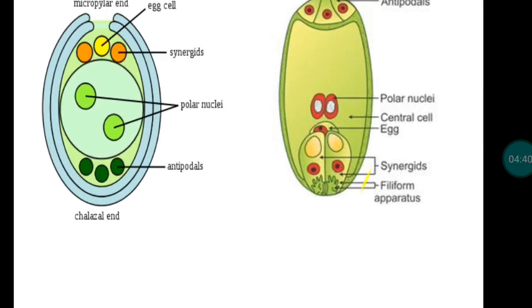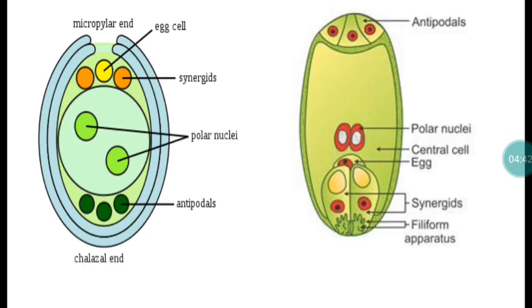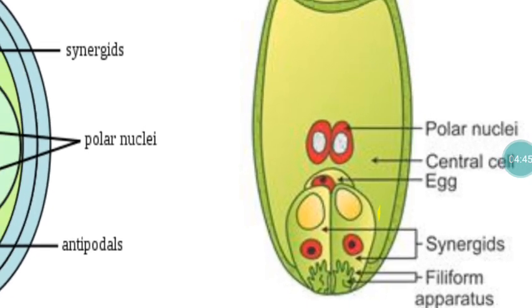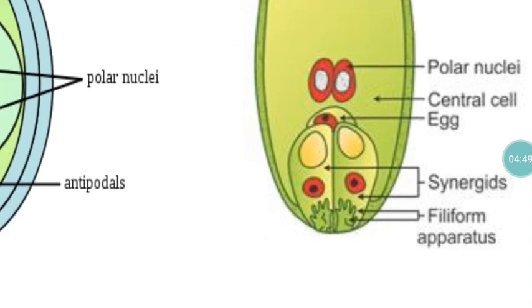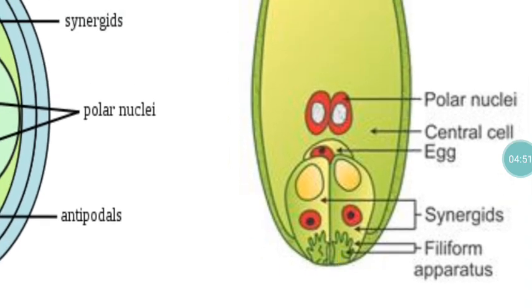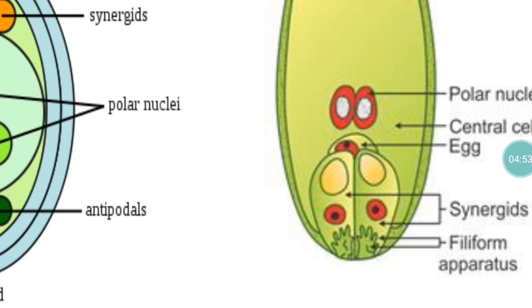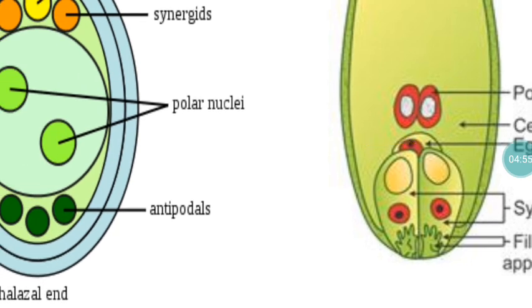So here is the organization of the embryo sac. Here you can see the micropylar region. These two are synergids, and in the middle of the synergids the egg cell is available.